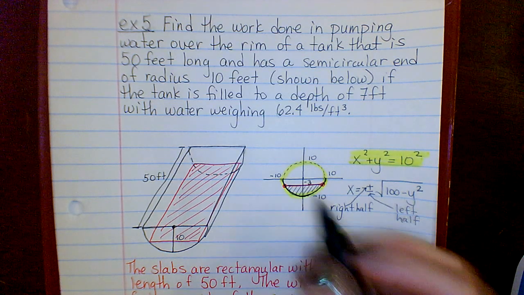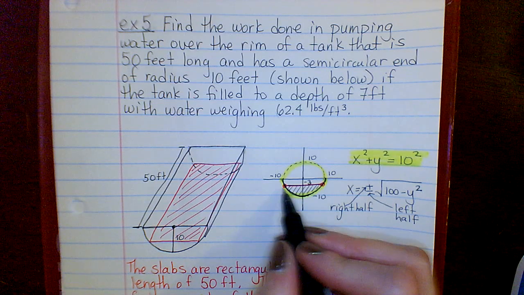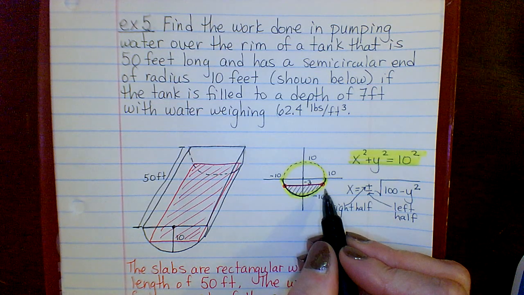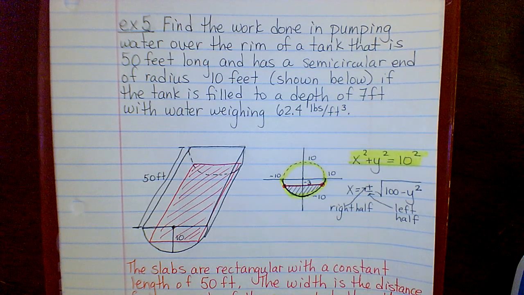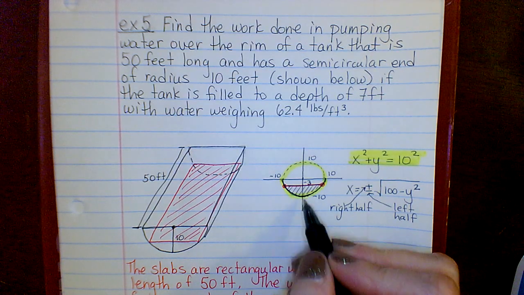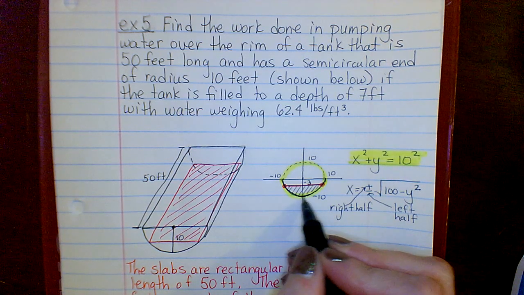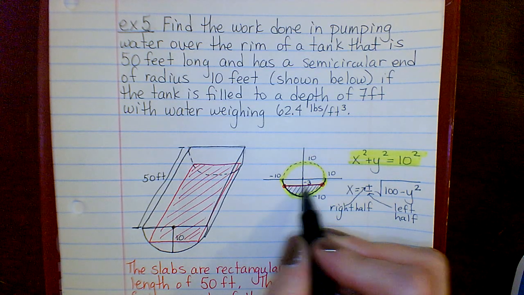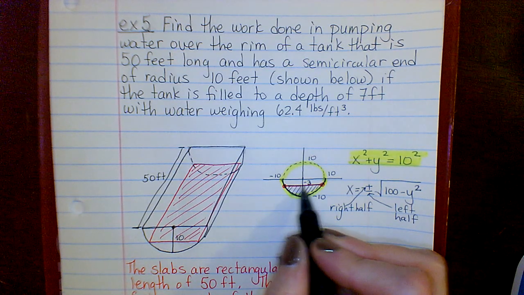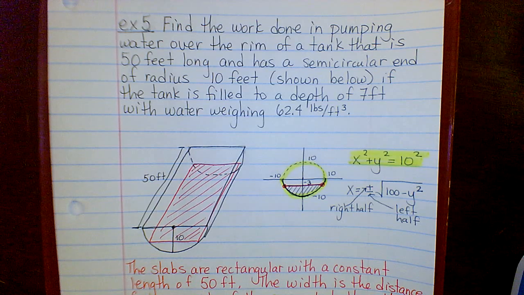Now, where did I get this -3 business? Well, it says that it's filled to within a depth of 7 feet of water. So a 7-foot depth, if this is at -10, this is not drawn to scale, by the way. If this is at -10 and that's a depth of 7 feet, that would put that right there at -3. All right.